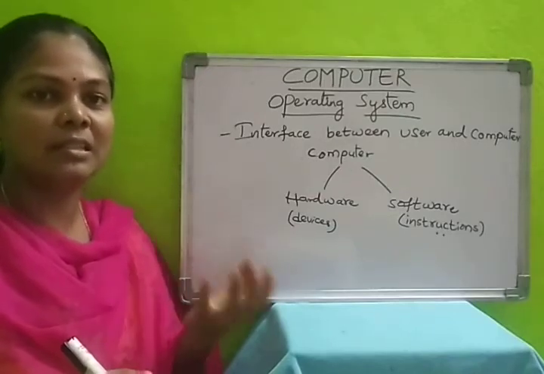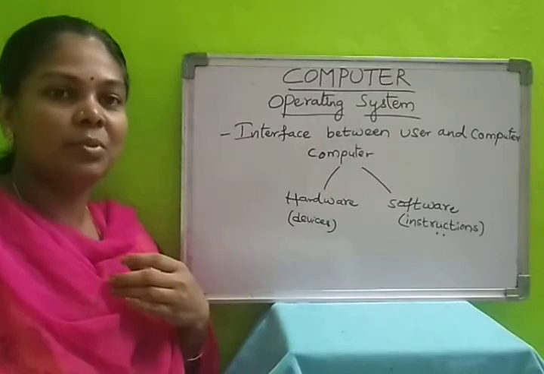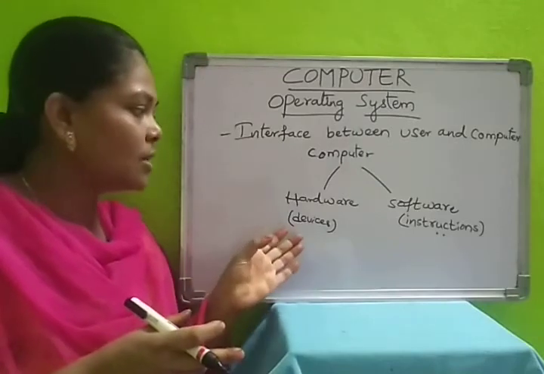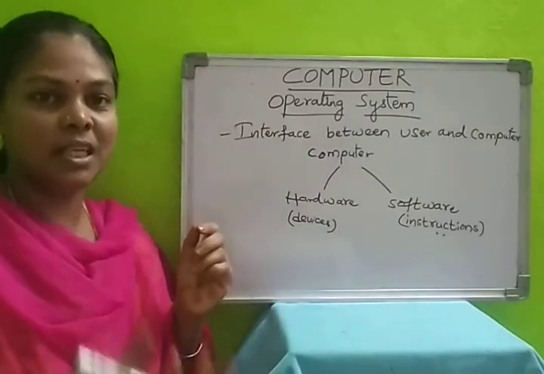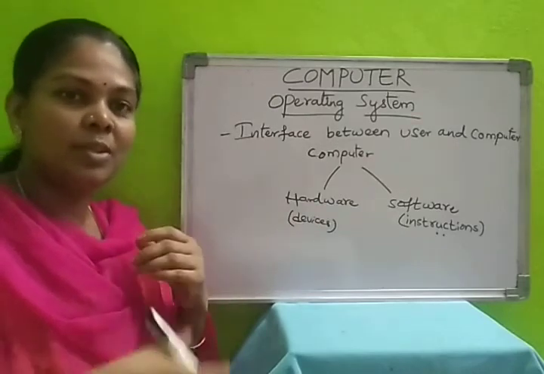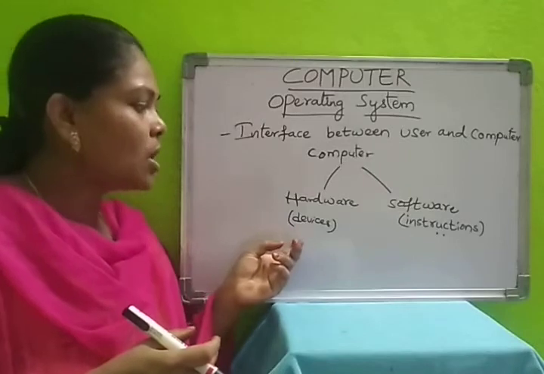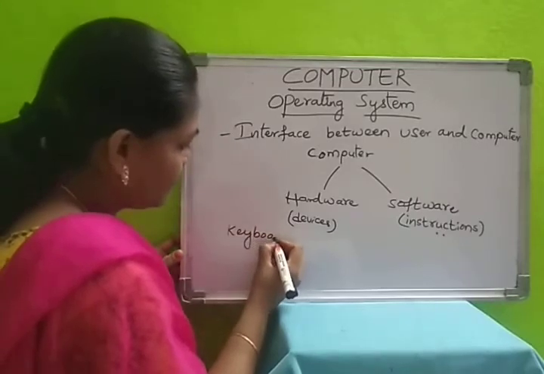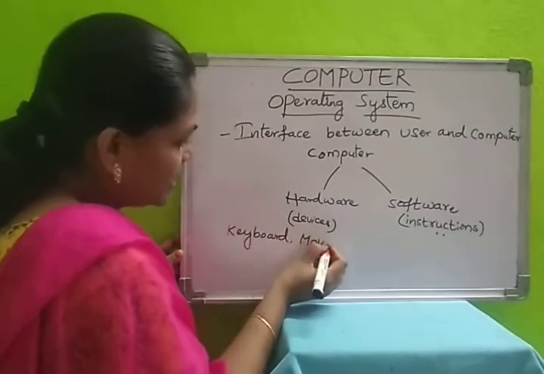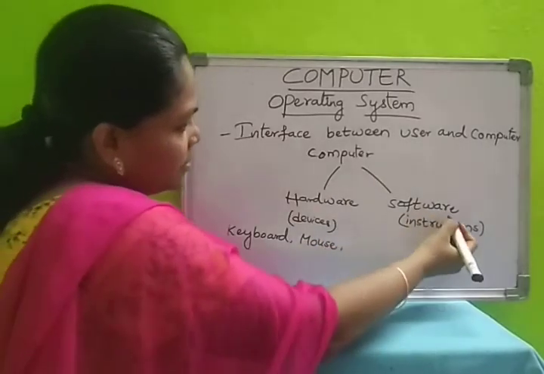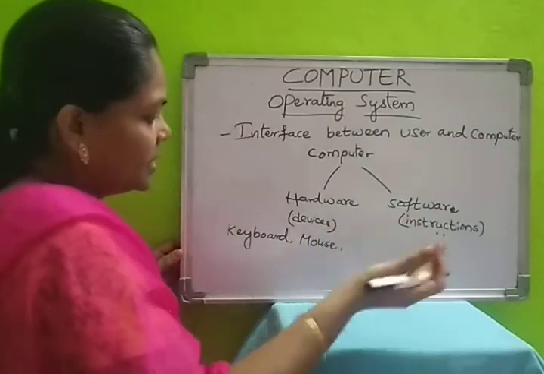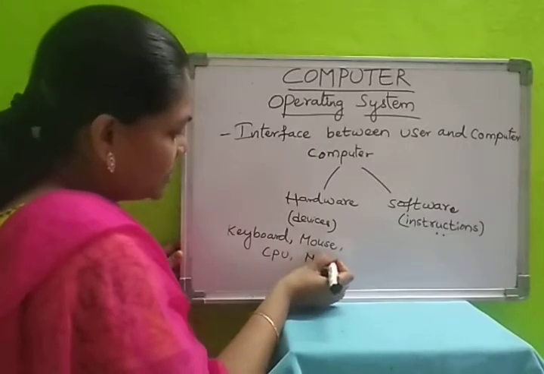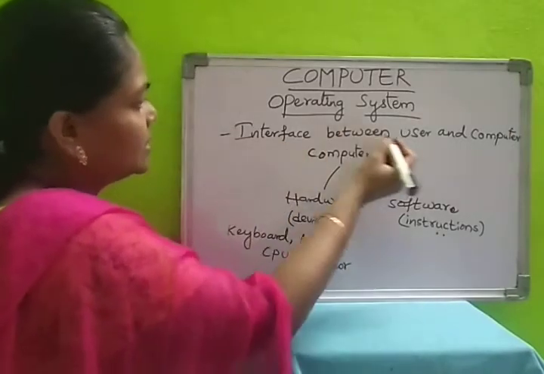Whatever you give is translated and given to the computer, and whatever the computer gives is translated and given to the user. In the middle, it controls all the hardware parts: where it takes the input, where it has to display the output, and where the processing has to be done in the CPU. All those hardware devices, keyboard, CPU, monitor, mouse, are controlled by your operating system.